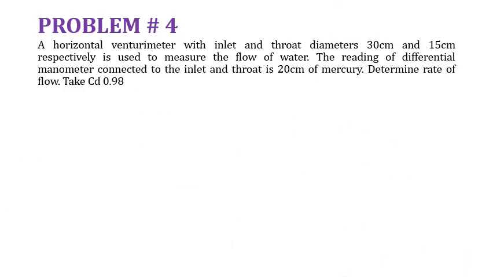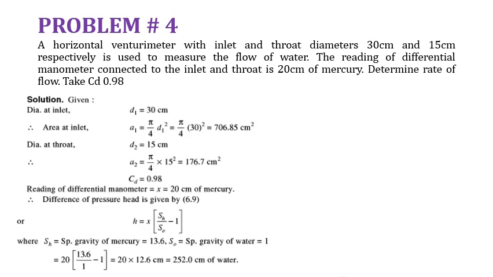So problem number 4 is, a horizontal venturimeter with inlet and throat diameter 30 centimeter and 15 centimeter respectively is used to determine the flow of water. The reading of differential manometer connected to the inlet and throat is 20 centimeter of mercury. Determine the rate of flow. Take CD 0.98. So first of all, write the given data and determine areas.